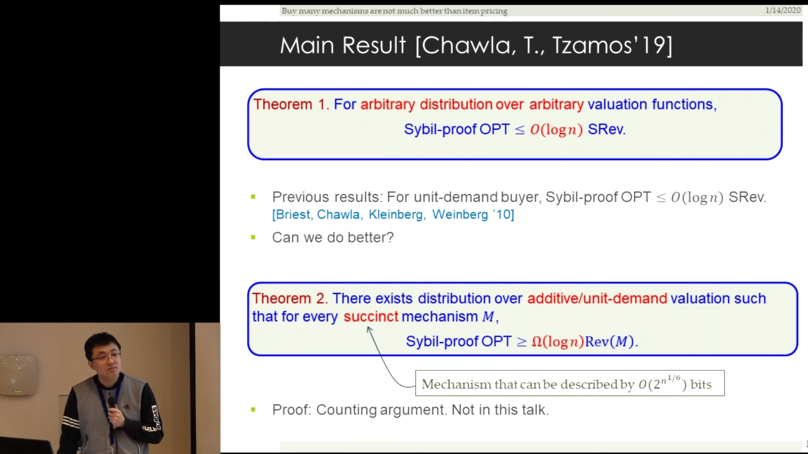So theorem 2 has correlated distributions? Yes, correlated distributions. For independent distributions, you can just get a constant approximation by a simple mechanism.